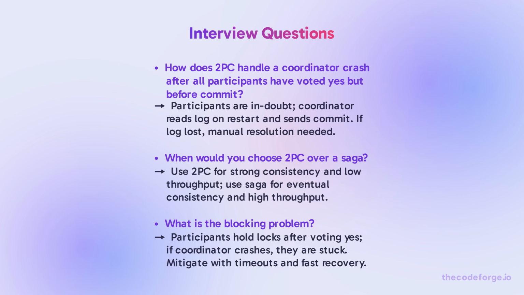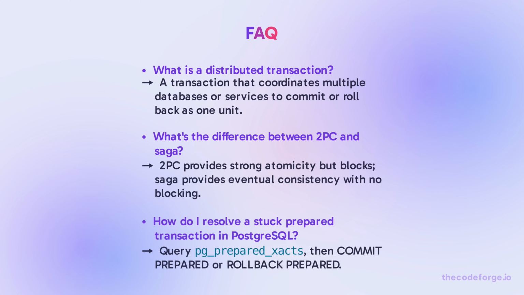What is the blocking problem? Participants hold locks after voting yes. If coordinator crashes, they are stuck. Mitigate with timeouts and fast recovery. And a few frequently asked questions. What is a distributed transaction? A transaction that coordinates multiple databases or services to commit or roll back as one unit.